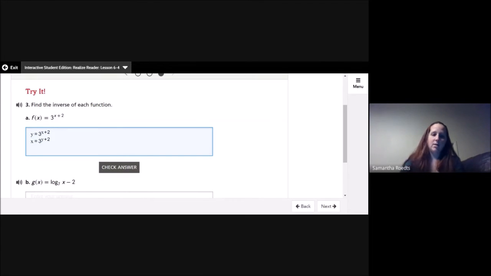So in this one, it's already in exponential form, so I'm going to write it in log form. So my base is 3, my exponent is y plus 2, and my solution x, so log base 3 of x equals y plus 2. So I changed it from exponential to logarithmic form. I subtract 2 from both sides.